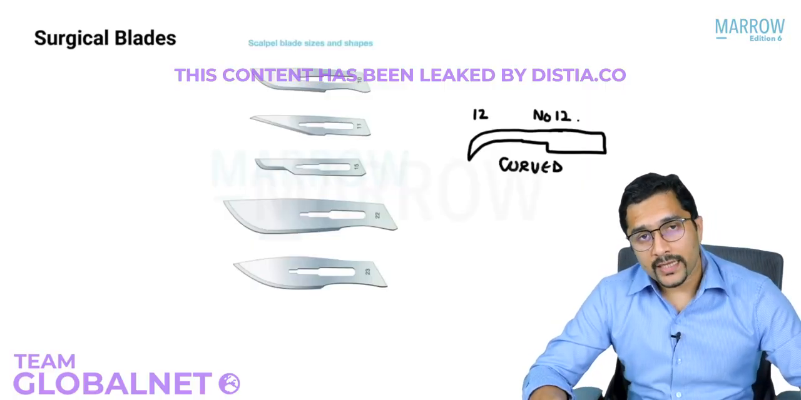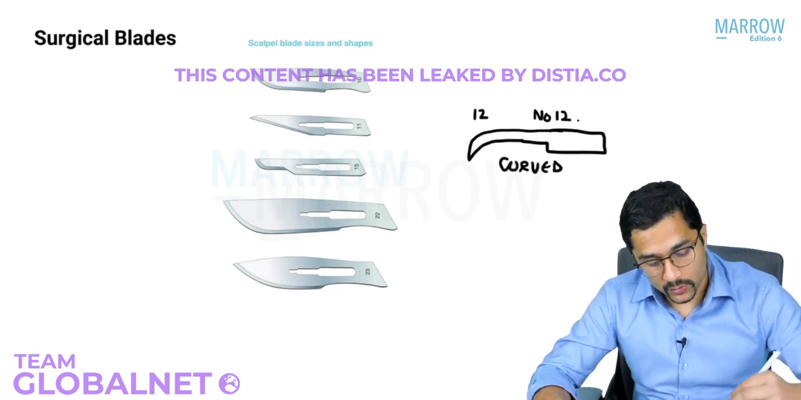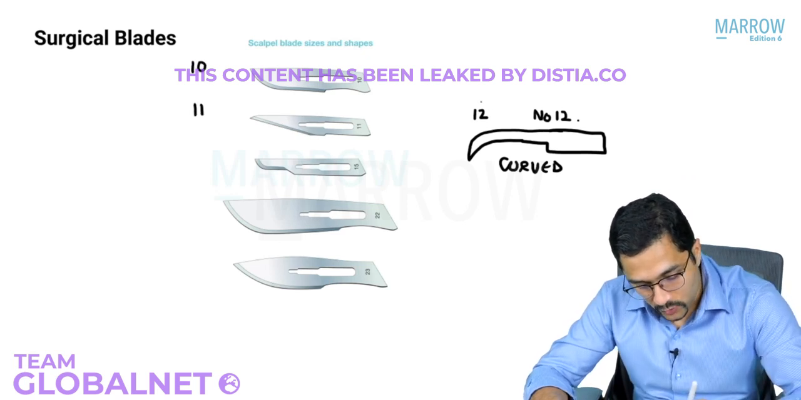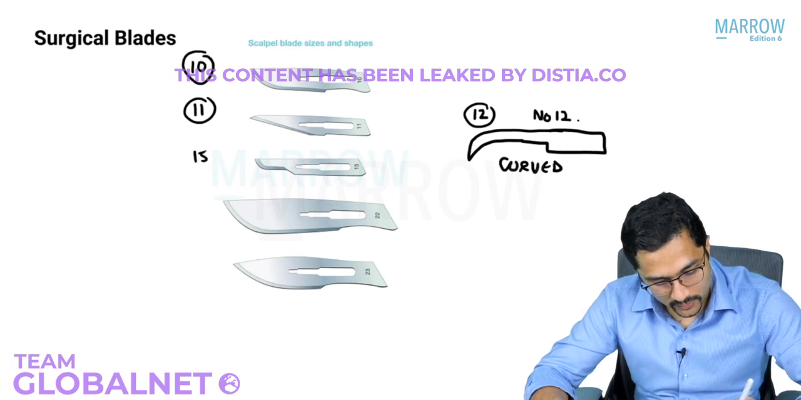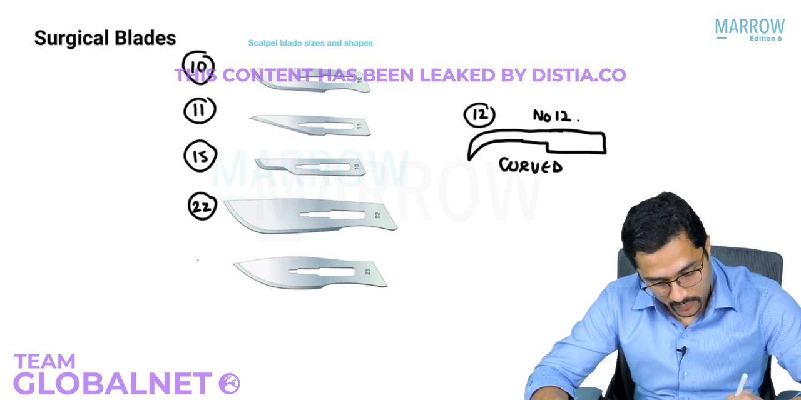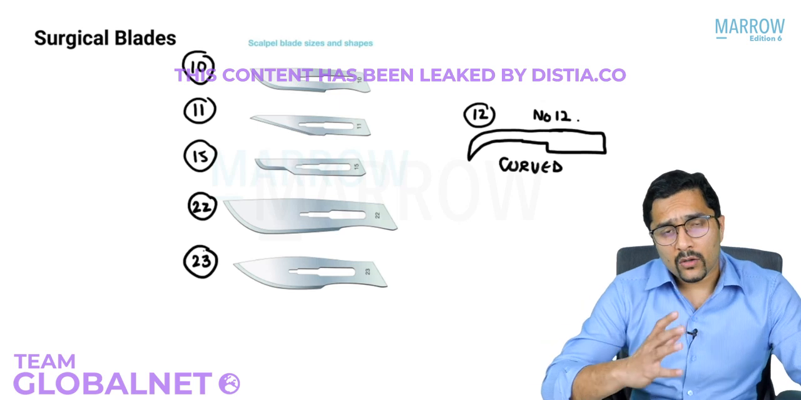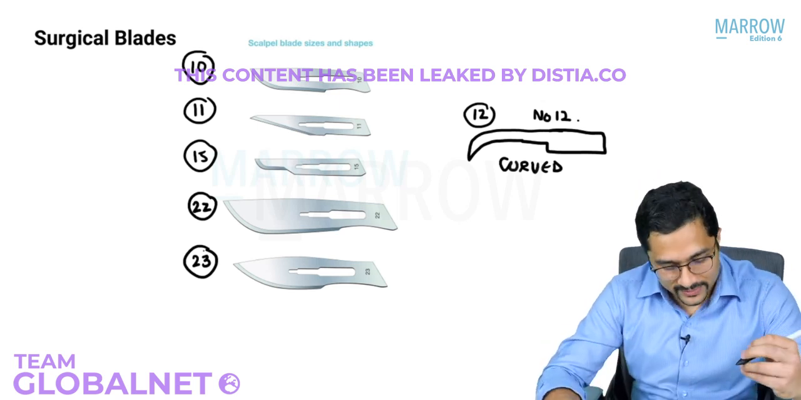So surgical blades are of various types, and they're given a number, right? So you can have a number 10 blade, a number 11, a number 12 blade. You can have 15, 20, 21, 22, 23. Those are the blades which are available to us when we have to carry out a surgery. Now, let's talk about some unique features of these blades which have also been asked in the exam.